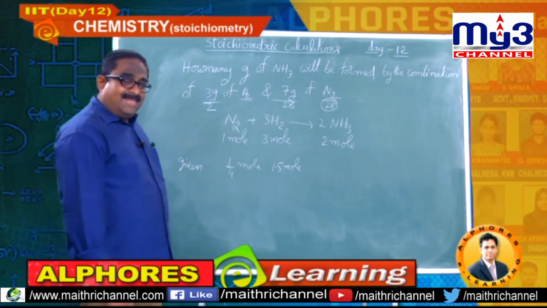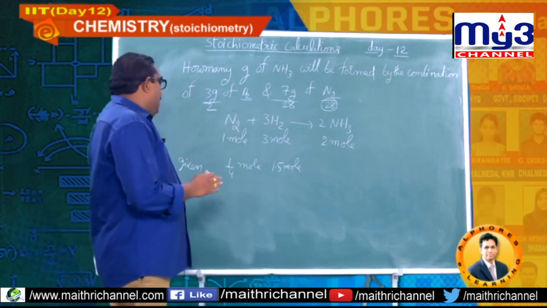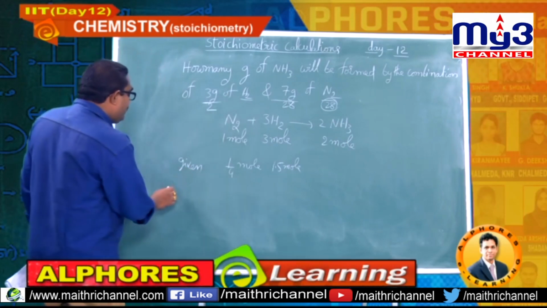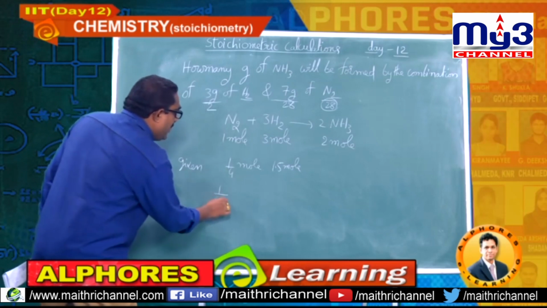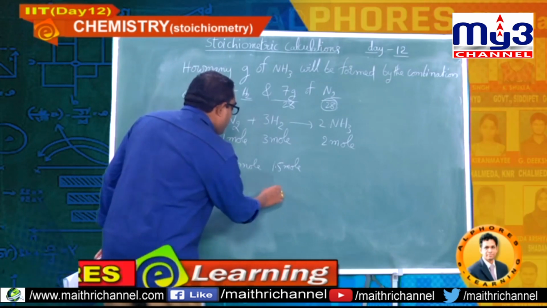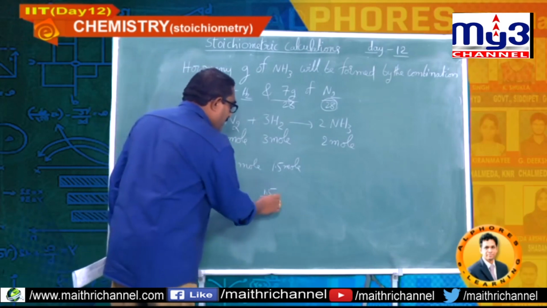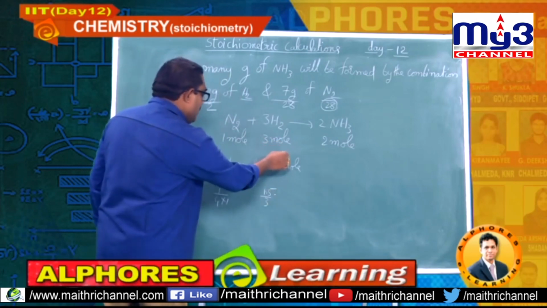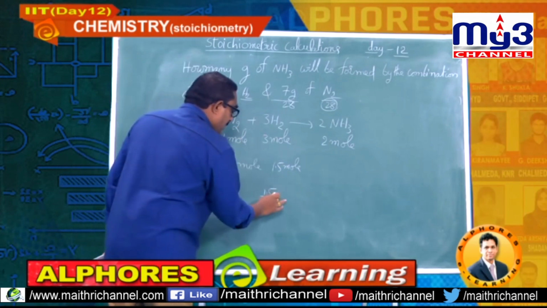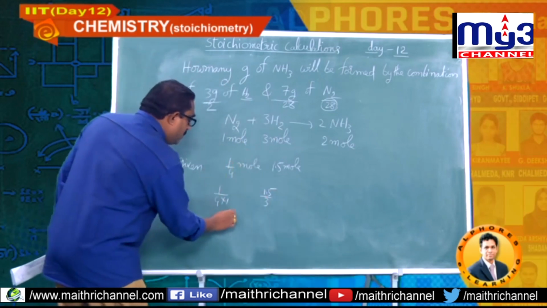Now try to fix the limiting reagent with the technique I have just given in the previous question. Okay, 1 by 4 divided by 1, because 1 mole. Here 1.5 divided by 3. So which is more? This is 0.25.